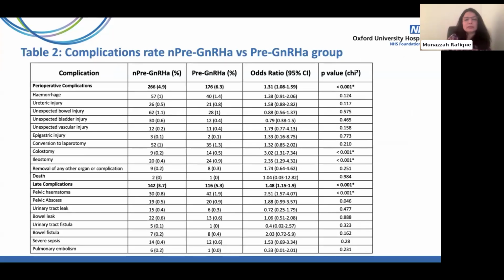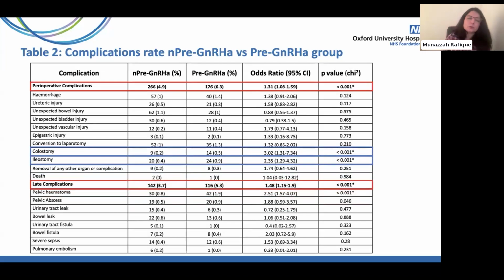When we look into the analysis that we have done, the overall risk of perioperative complication was more in the group that had received preoperative GnRH. Similarly, in the perioperative complications, the other risks that we most commonly explain to the patient, including organ injury, hemorrhage, and conversion to laparotomy, were not statistically significantly increased. However, there was a statistically significant increased risk of colostomy and ileostomy.